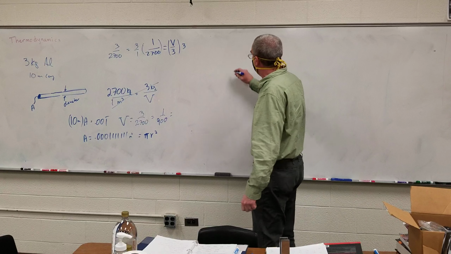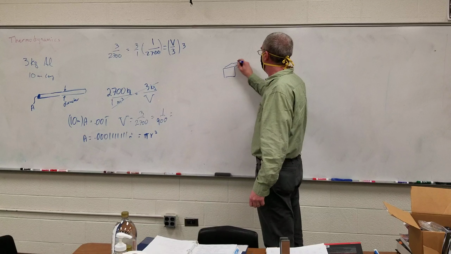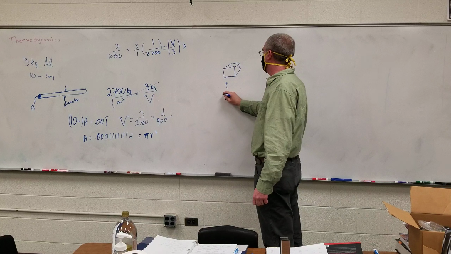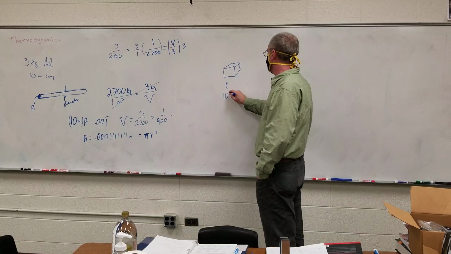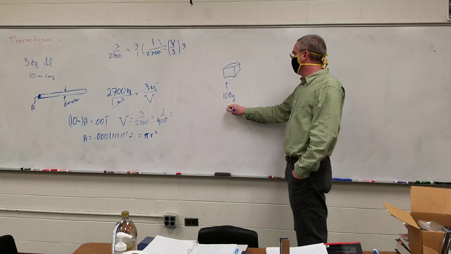Okay. So I take a cube, and let's make it, we'll stick with grams, 10 grams. No, that's awfully small, we'll make 100 grams. 100 grams of aluminum cube.